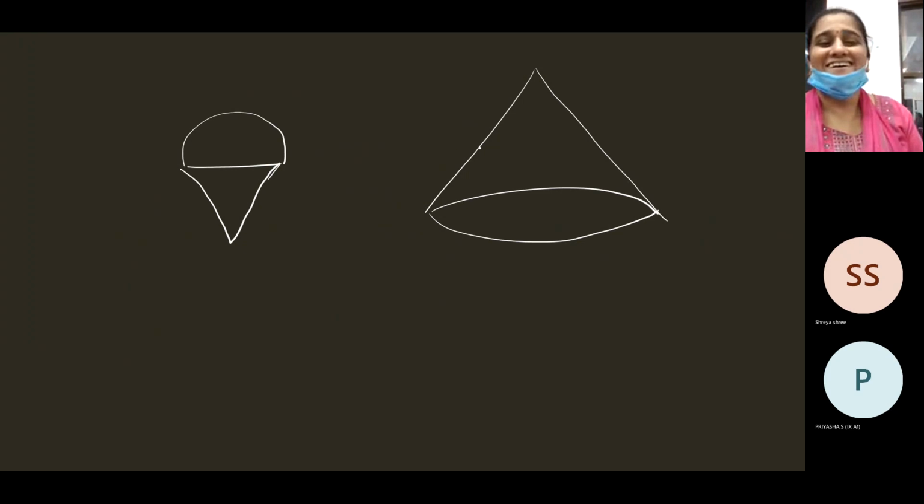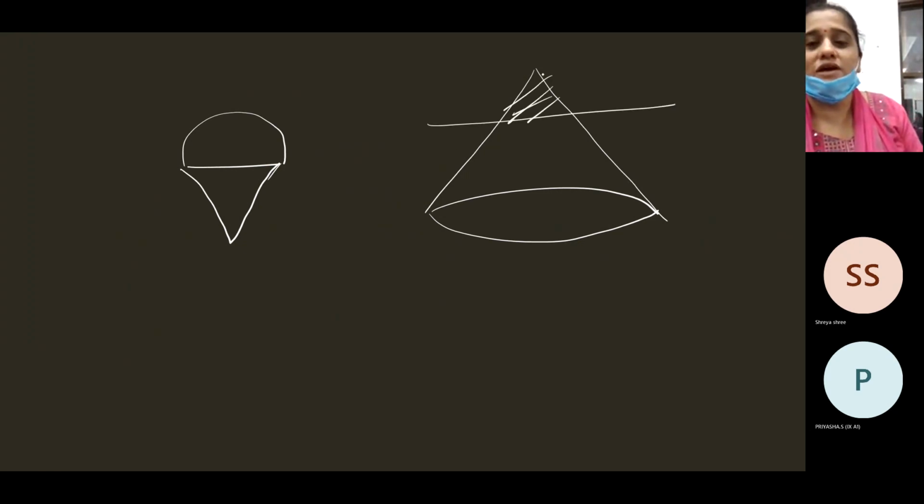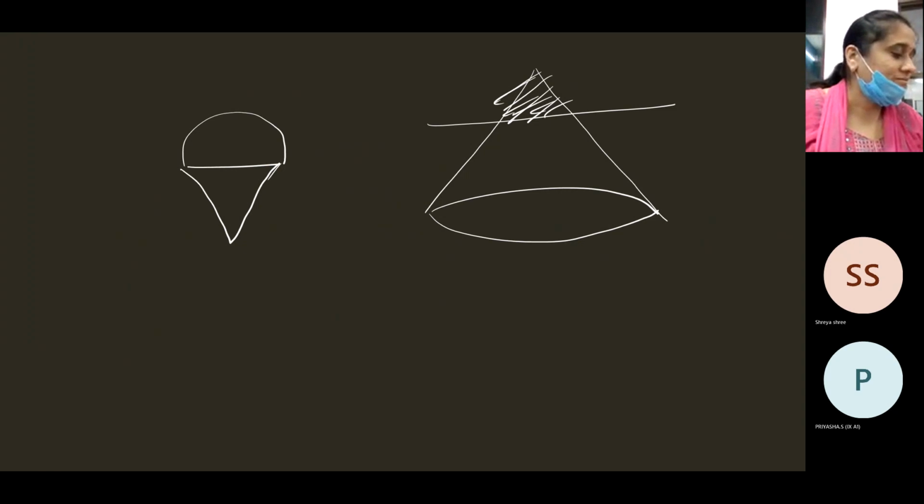Okay. If in the cone, if this is cut off, then the remaining part is called a frustum of a cone.